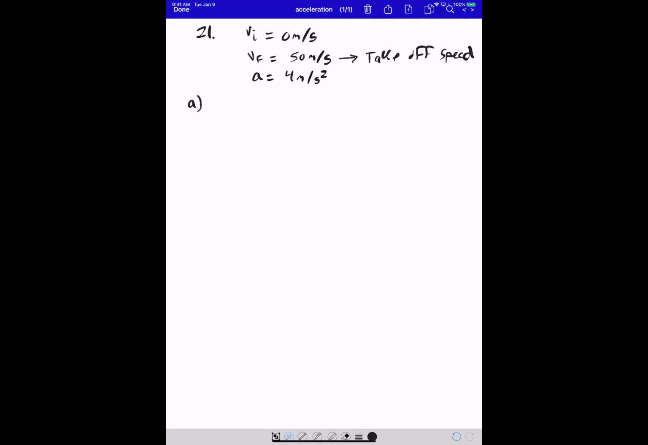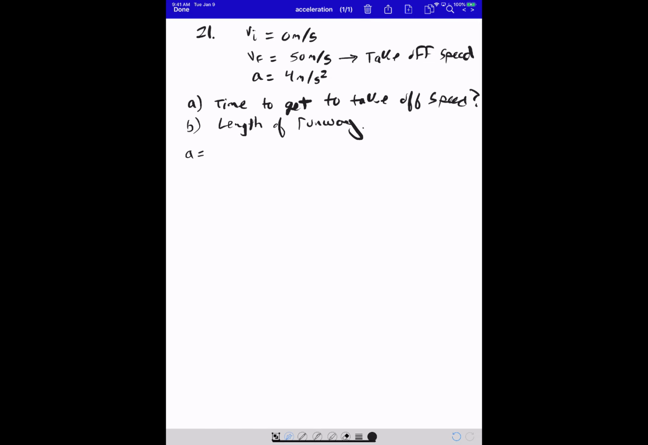So question A asks us, what is the time to get to takeoff speed? We know that takeoff speed is 50 meters per second. We know the acceleration is 4 meters per second squared. So what is the amount of time needed to get to takeoff speed? That's part A. Then part B, once you get the amount of time needed to get to takeoff speed, how much runway is needed? So B is, what's the length of your runway?